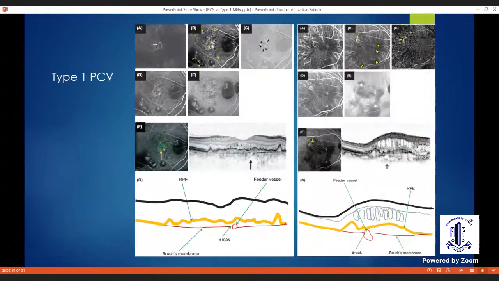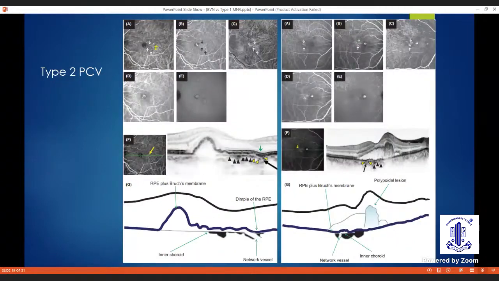So these are the examples based on the schematic. You can see there is a feeder vessel. The feeder vessel has not breached Bruch's membrane and has not come above the RPE. Until that time, it is type 1 PCV. So the membrane extends laterally in the sub-RPE component, in the sub-Bruch's component. The type 2 PCV has now breached Bruch's membrane and grows laterally between Bruch's and the RPE. So these are the cases which have lateral growth which is very limited, so you will not see much of a network.